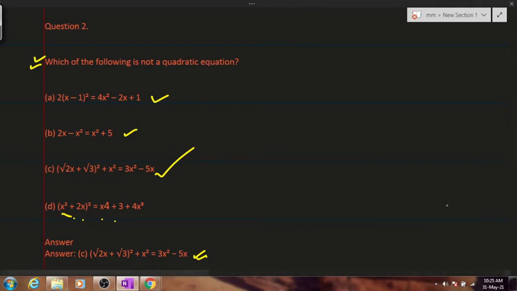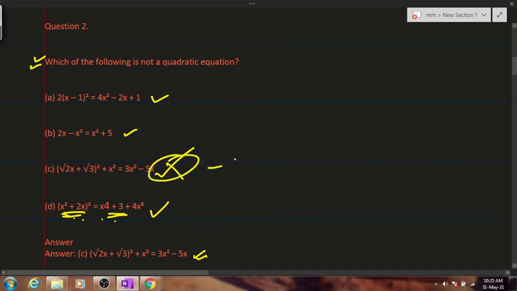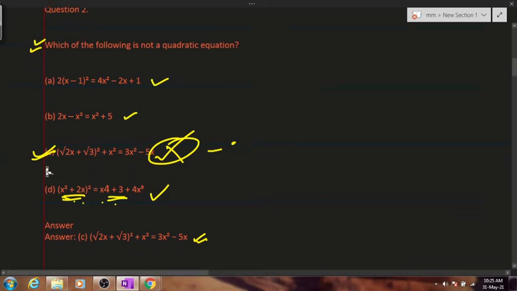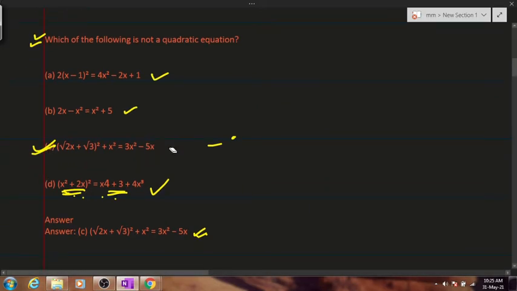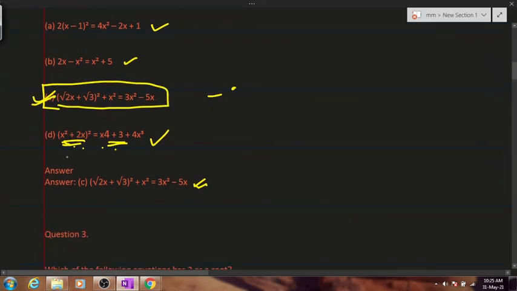Option D will also be a quadratic when you expand this. But this will not be a quadratic. So option C happens to be the correct answer. Clear? Should we move on to the third one? Kindly copy this option properly. Should we move on to the third one? Yes, sir.